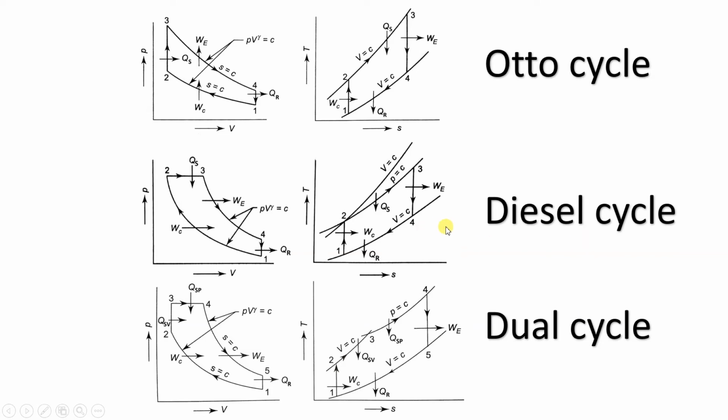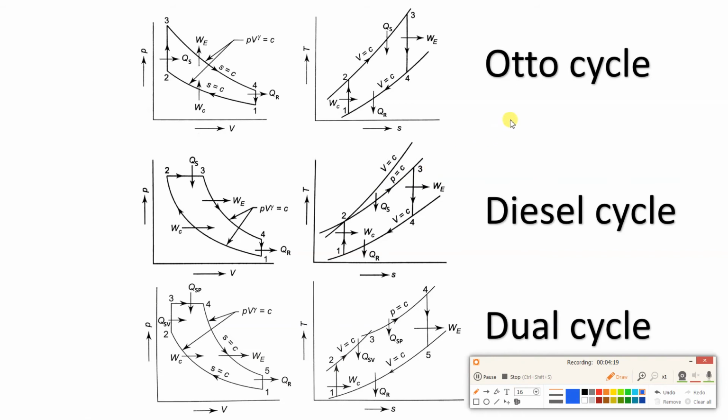Now one thing you can notice over here: what is the maximum pressure and temperature in case of Otto cycle? This you can get from the PV diagram and TS diagram. What is the maximum pressure in this Otto cycle? Here you can see point 3 pressure. What about the maximum temperature in case of Otto cycle? It is T3. So P3 is the maximum pressure and T3 is the maximum temperature.